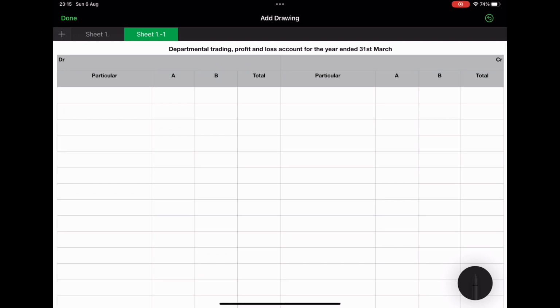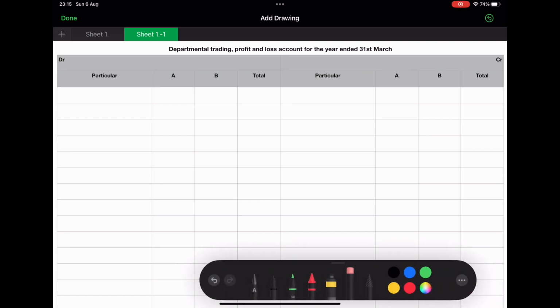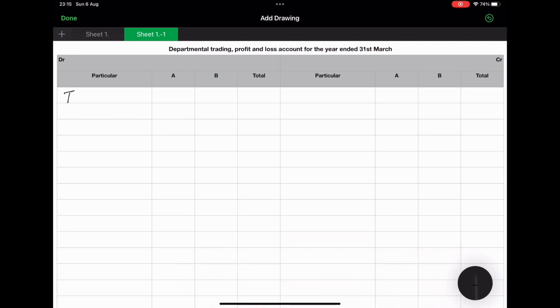Yes, this is the format of the departmental trading and profit and loss account. Departmental accounting is nothing but the same as trading and P&L account. Here we are going to bifurcate which department has incurred how much expenditure. We are only going to apportion the expenditures. So normally, we are going to start with opening stock.